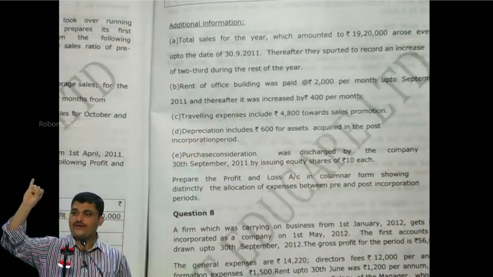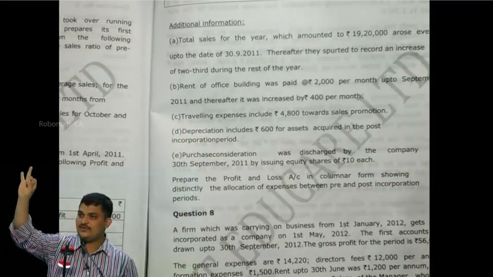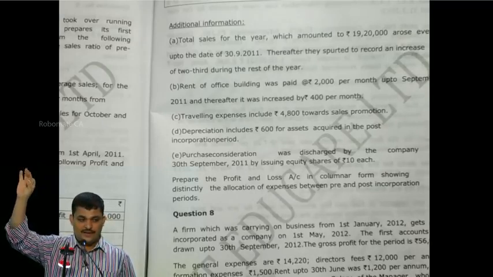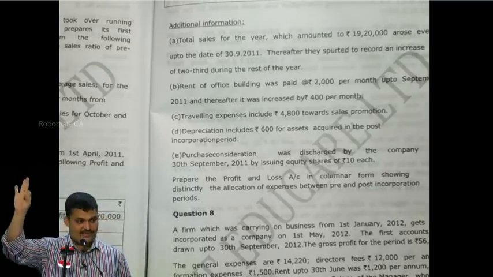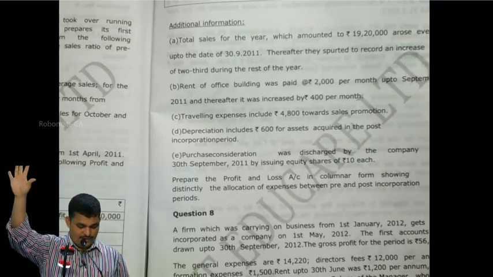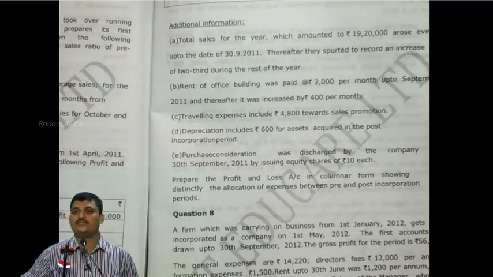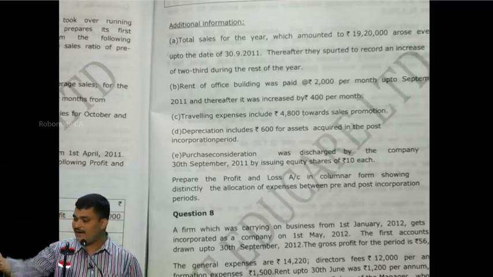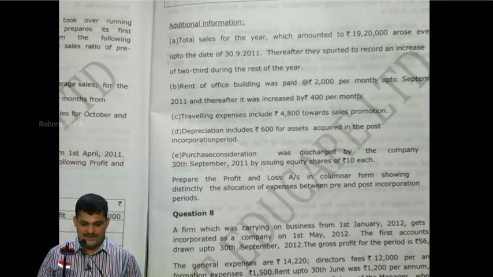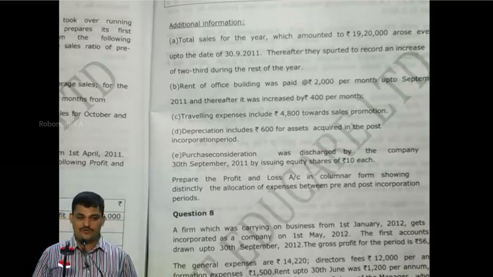So what all do we have? Time ratio, sales ratio, direct allocation, traveling expenses, rent. Then we have interest to vendors and depreciation on fixed assets. 6 workings you will present. Clear? And in our normal format of P&L, we are going to apportion the profit into pre and post. Shall we?